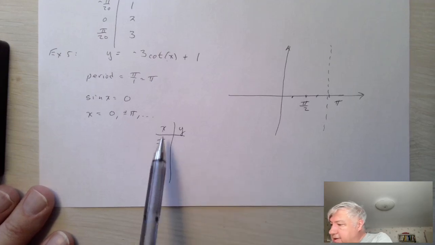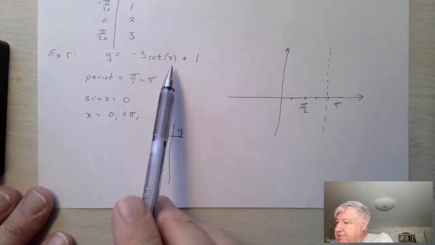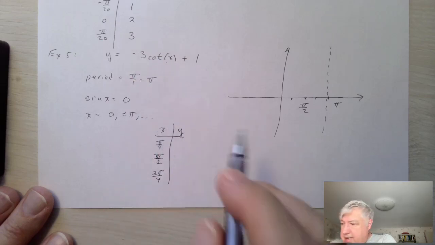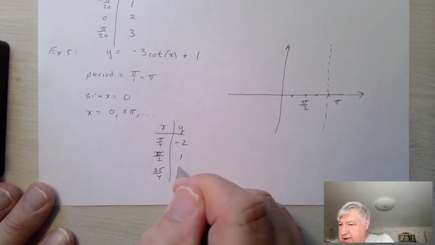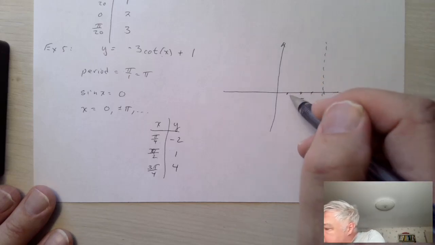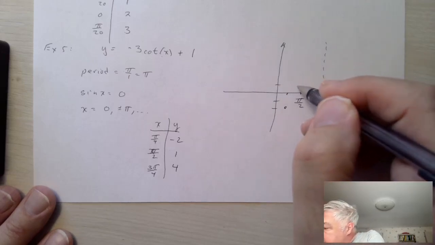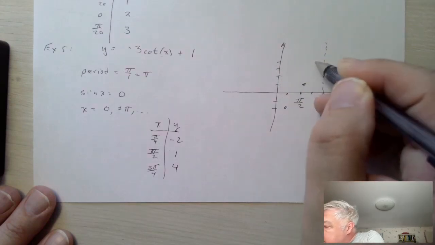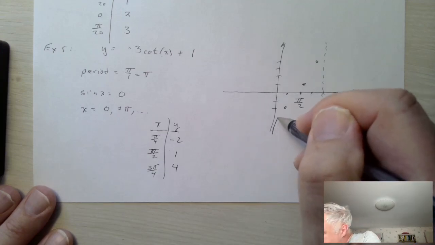And so when you plug these in here, remember there's a minus 3. So we will plug in the pi over 4. That's cotangent of pi over 4, that's 1, but you have negative 3 plus 1 is negative 2. And then you can check that the other values are 1 and 4. And so you have negative 2, 1, and 4. Okay. So you have like this.